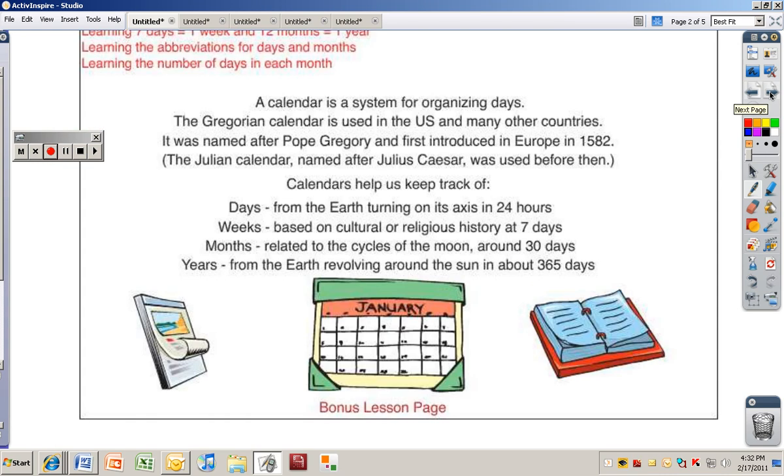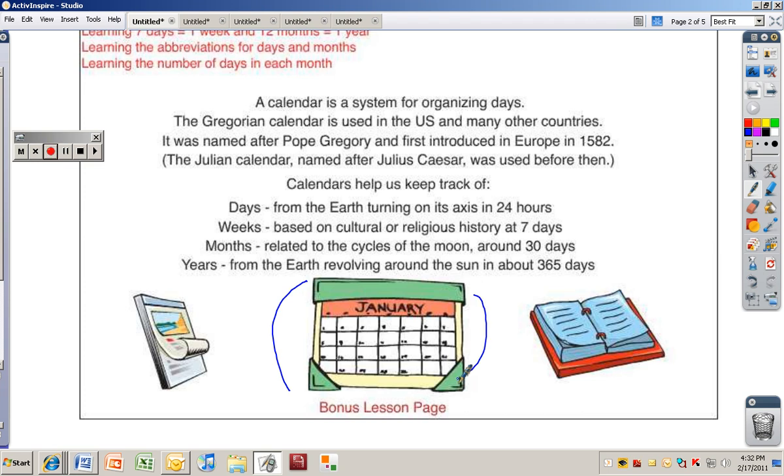All right, here we go. This is not on your lesson, but I want you to read along with me on the video and learn this stuff right here. It's not actually on your papers, but don't worry about that. A calendar is a system for organizing days. That's why we have calendars, so our days are organized.